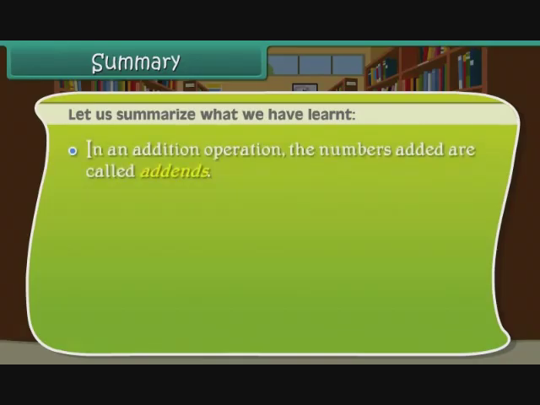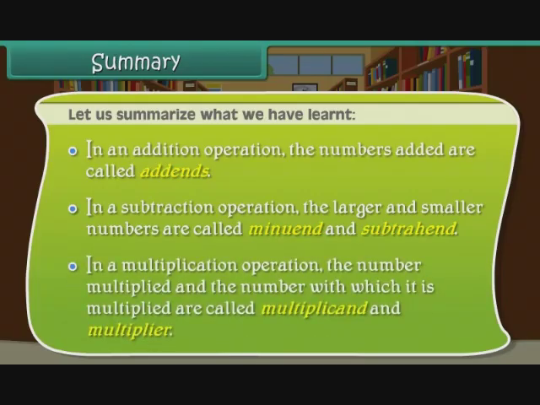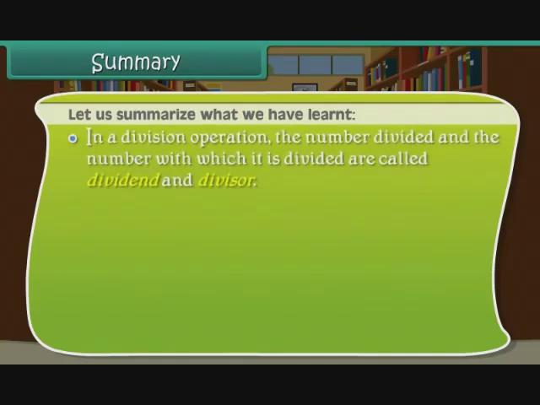In an addition operation, the numbers added are called addends. In subtraction operation, the larger and smaller numbers are called minuend and subtrahend. In a multiplication operation, the number multiplied and the number with which it is multiplied are called multiplicand and multiplier. In a division operation, the number divided and the number with which it is divided are called dividend and divisor.